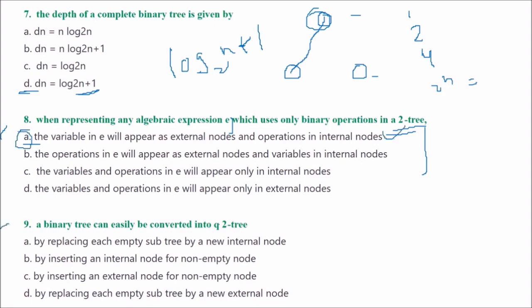Next, a binary tree can easily be converted into a 2-tree. How? The answer would be, let us go with D. By replacing each empty subtree by a new external node, you can convert it.